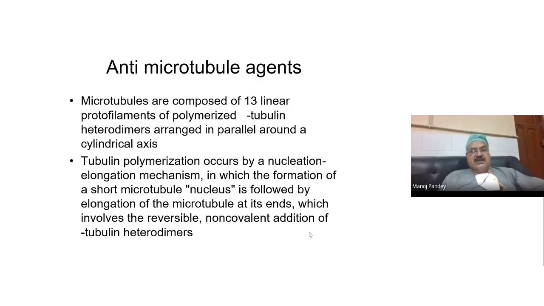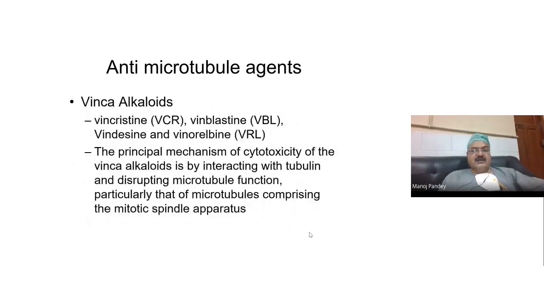Then there is a class called antimicrotubule agents, or inhibitors. Microtubules are basically 13 linear protofilaments of polymerized tubulin heterodimers, which are arranged in parallel around a cylindrical axis. The microtubule formation occurs in the M phase of the cell cycle, or the mitotic phase. So these are the drugs which basically inhibit microtubule formation and thereby interfere with cell division. Among these are vinca alkaloids like vincristine and vinblastine.